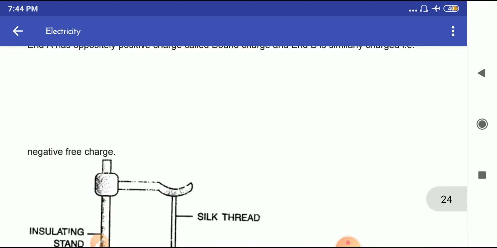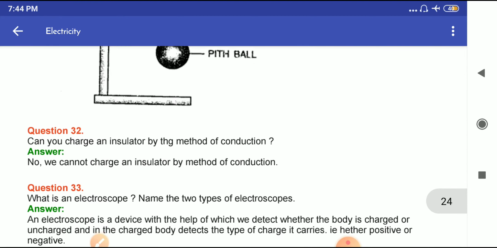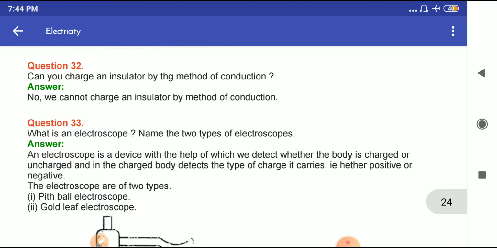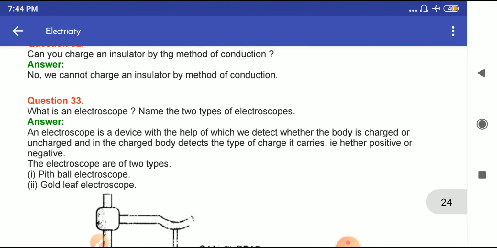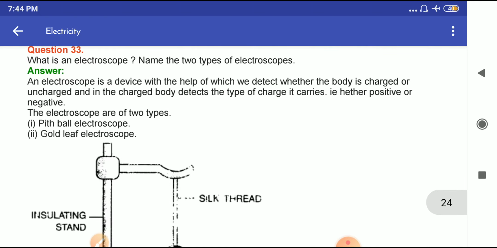Now, next question number 32. Can you charge an insulator by the method of conduction? No, we cannot charge an insulator by the method of conduction. Question number 33. What is an electroscope? Name the two types of electroscope. So this is your answer.